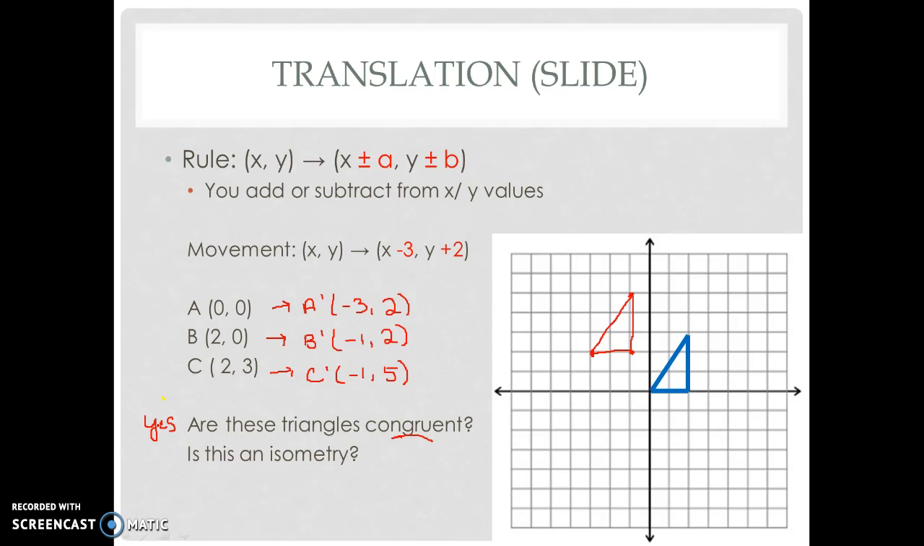If the images are congruent, and from our previous discussion on what an isometry is, this is absolutely an isometry as well. It preserved the size, shape, area, angle measures, everything like that. These are identical triangles. They're just simply slid to the left and up.